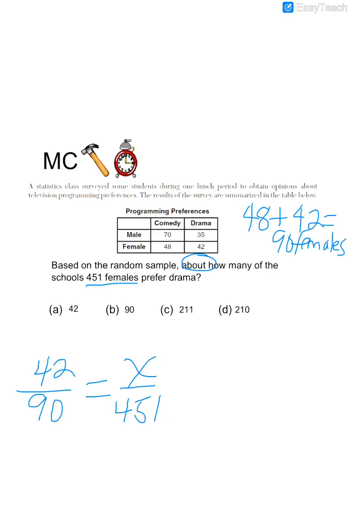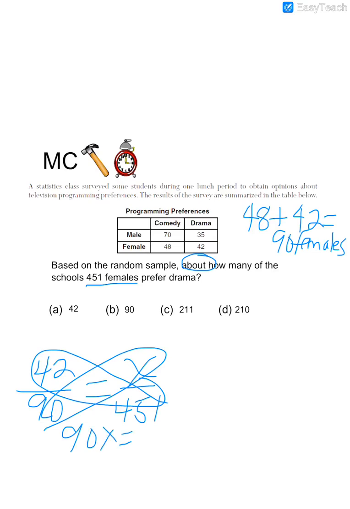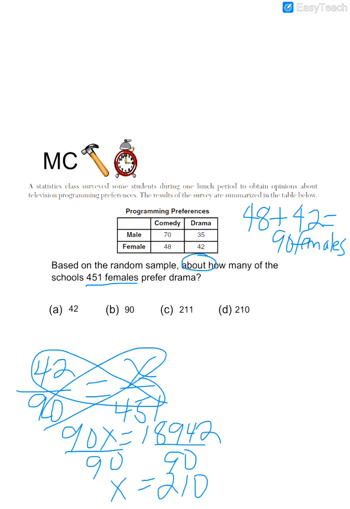So I'm going to do my cross products here. And I'm going to get 90x equals, and I think I get 18,942 when I multiply them. I'm going to divide by 90. And I am not rounding up because it was 210.4. So I get 210.